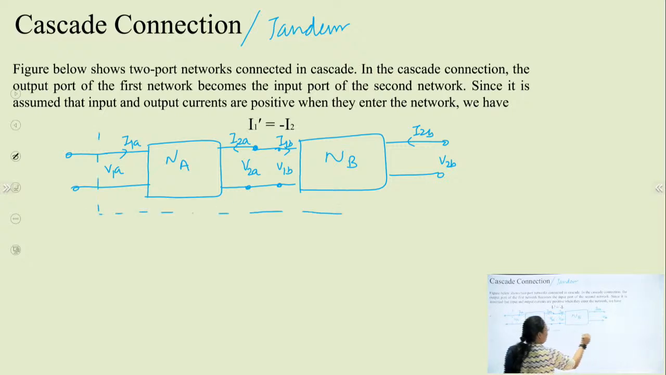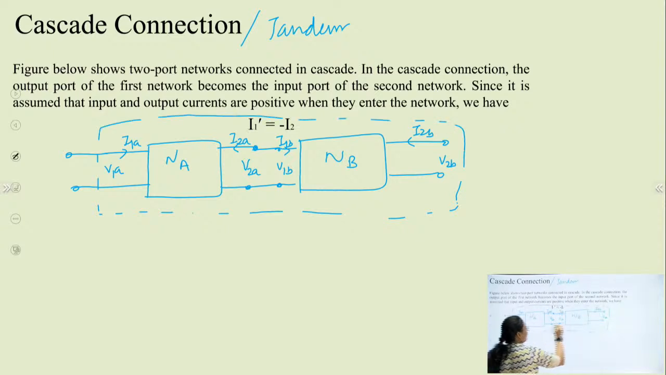See here, I am solving for two networks, whether they are connected in series, in parallel or in cascade, and the same is the case for n number of networks. If n number of networks are connected in series, then the resultant will be the summation of the parameters of all those networks, right, summation. Similarly for y parameters. Now we'll see the output of this cascade connection.